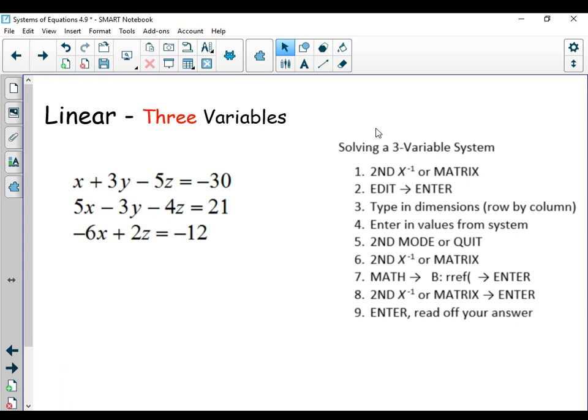All right, let's go ahead and come back. You'll need your calculator. If you do not have a calculator, get your TI calculator up and running on your Chromebook.